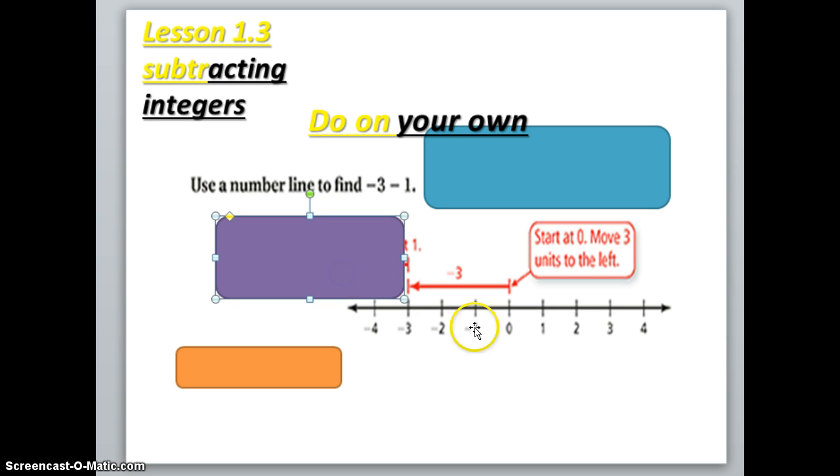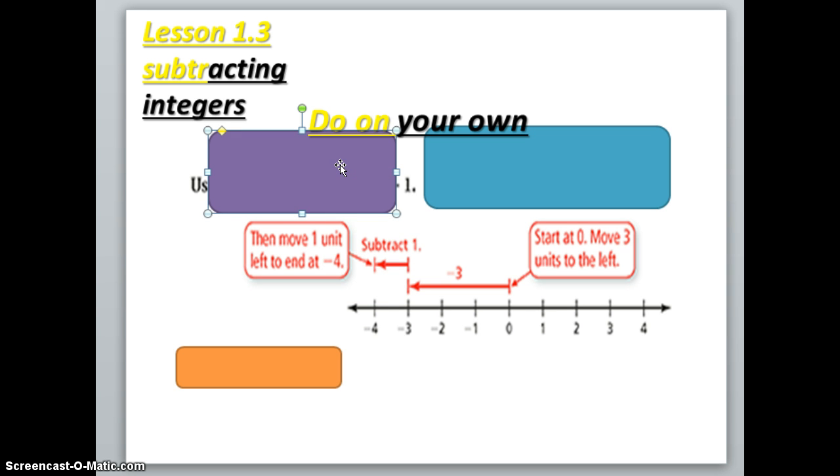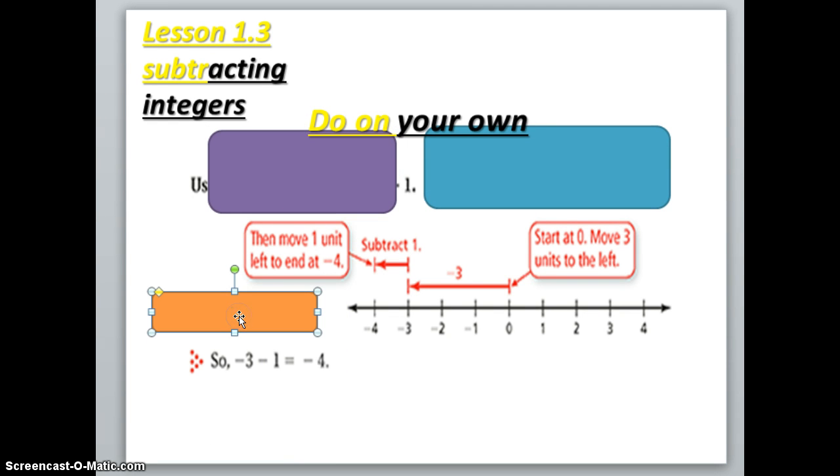you see from 0 to 3 we had to go negative instead of positive, because the sign says a minus, so you have to go downwards. Alright, so then after that, it's just start at 0, move 3 units to the left to put in simpler form. Then move 1 unit left to end at -4. So you went to -3, then subtracted another one because it was another negative, because you added on. So -3 minus 1 equals a total of -4.